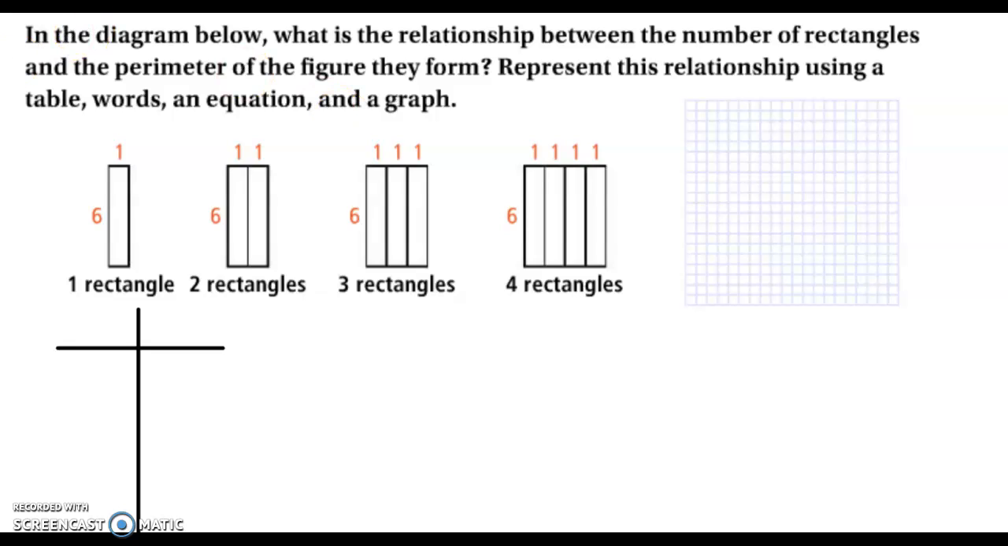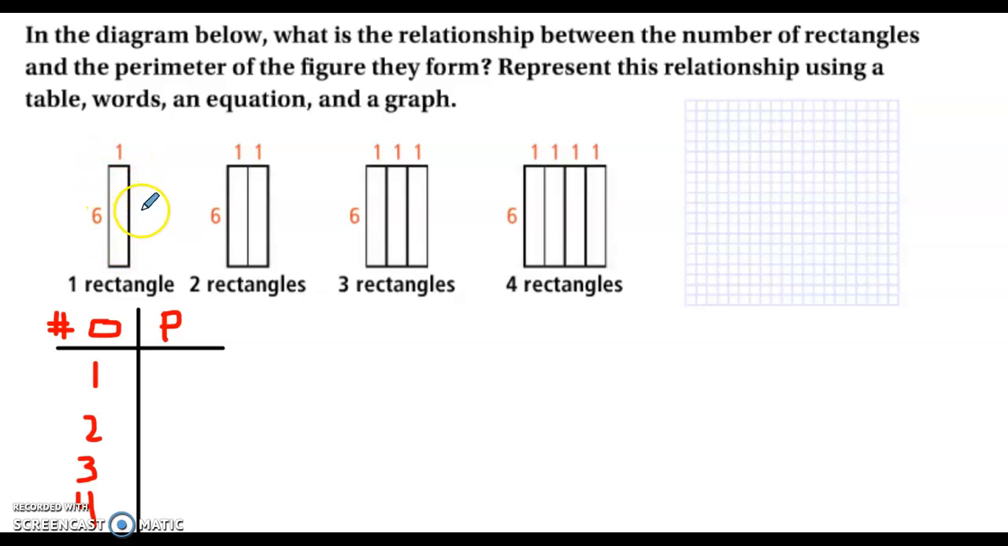So making the table, the independent is what you start with. So we start with our number of rectangles. I'm just going to abbreviate, number of rectangles. And based on the number of rectangles, we get our output, our dependent, which would be our perimeter. So first we start with one rectangle, then two rectangles, three rectangles, four rectangles. Those are our inputs.